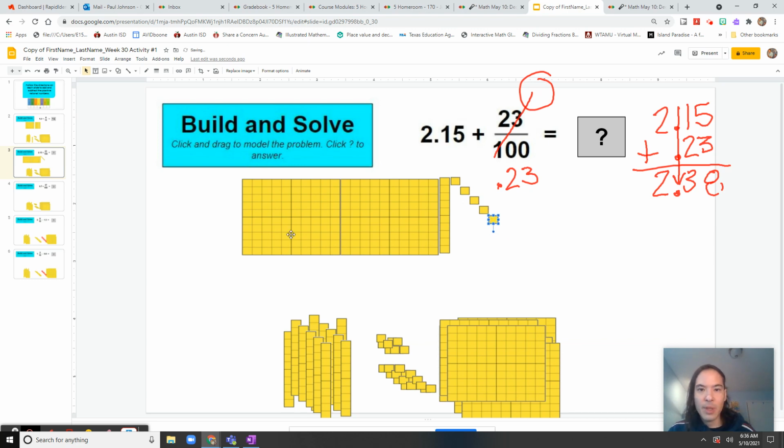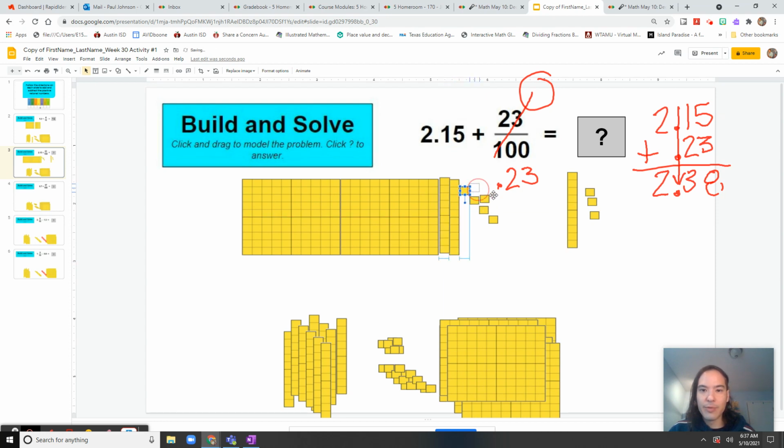There we go. There's 2 and 1/10, 15/100, and then we're going to add 23 more hundredths. So let's take 2/10 and then 3/100. And then after we do that, let's put everything together. All right. So what I'm going to do is put all my hundredths together, and I'm going to put all my tenths together.